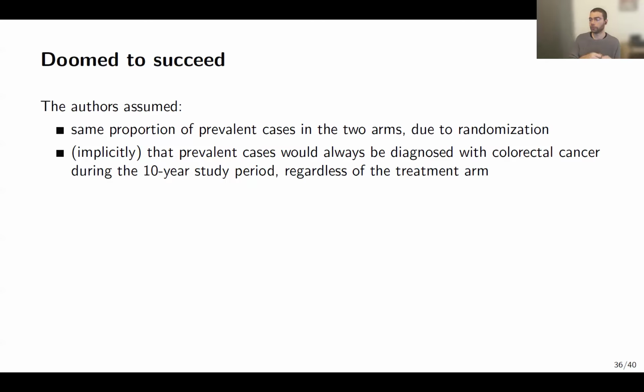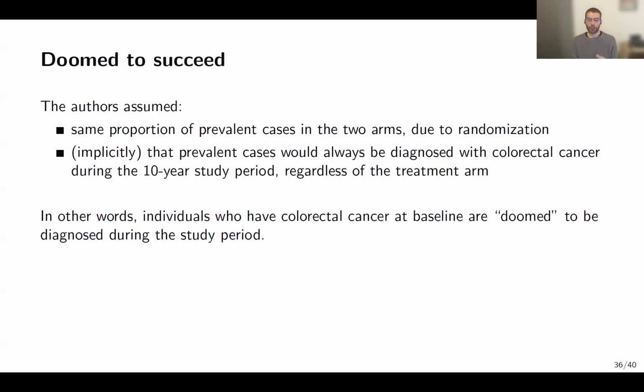So regardless of which treatment arm you end up in, if you already have colorectal cancer, I expect you to get a diagnosis in the next 10 years. So they have defined prevalent cases at baseline as doomed individuals, because they are doomed to receive the diagnosis of colorectal cancer regardless of the treatment.